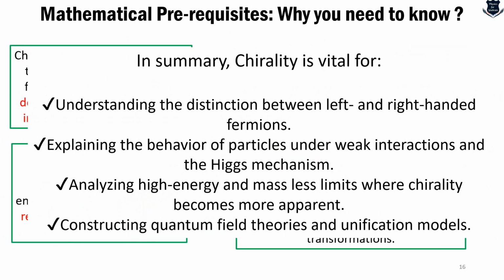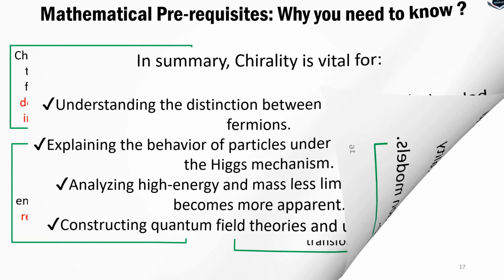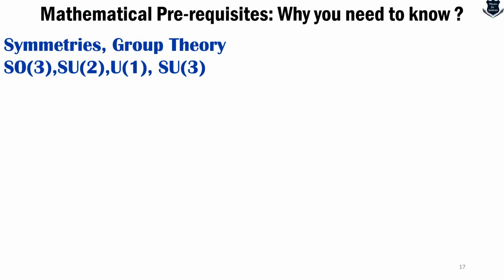So overall, what we can say is that understanding the distinction between left-handed and right-handed fermions is very important in standard model, how they interact, it explains the behavior of particles under weak interactions. It analyzes high energy and massless limits and constructing quantum field theories and a kind of a unification model, which you can take Dirac equation as a part of, uniting two pillars of physics. So it does. The next important thing which comes is our symmetries.